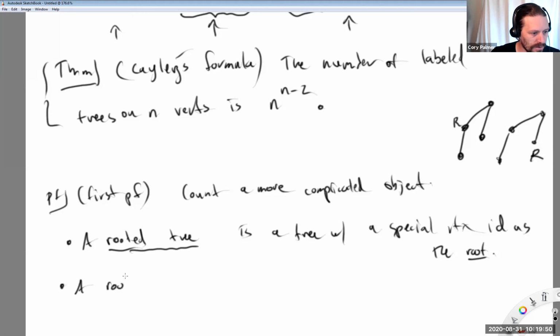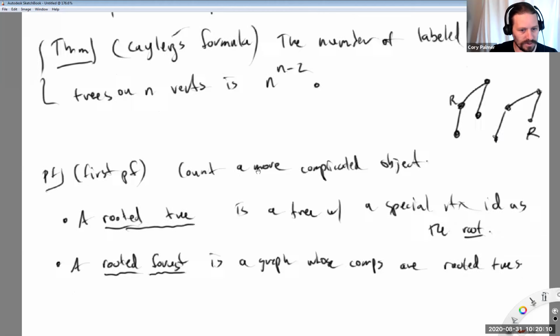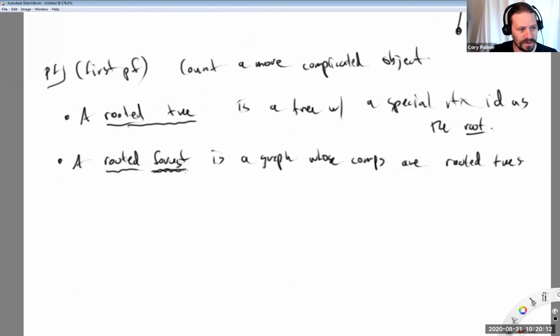A rooted forest, okay, so I'm actually defining 2 terms here because I don't think I've defined forest yet, is a graph whose components are rooted trees, okay? So in general, what is a forest? A forest is a graph that may not be connected, whose components individually are trees, right? The metaphor works very nicely, right?